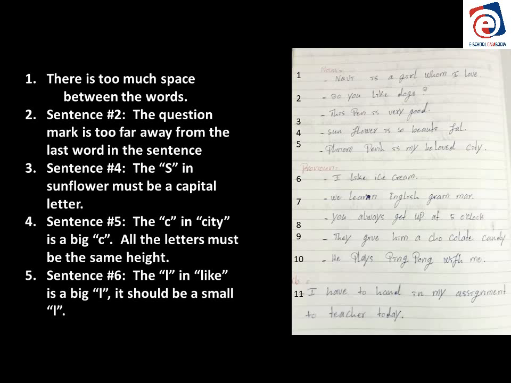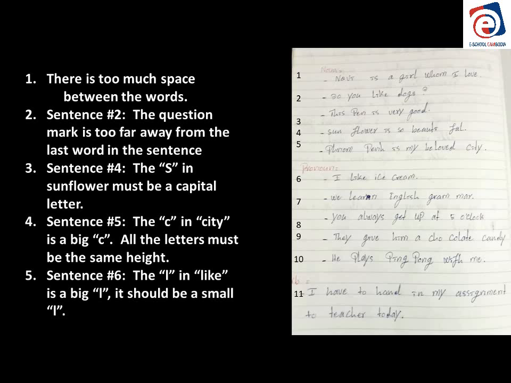It's wrong. In sentence number 4, sunflower is so beautiful. First of all, it's wrong grammar. You can say, the sunflower is so beautiful, or sunflowers are so beautiful. But look, the S in sunflower is a small letter, but sunflower is the first word of the sentence, and so it must have a capital S. And by the way, sunflower is one word. Sunflower is the name of a flower, but it's not a proper noun.